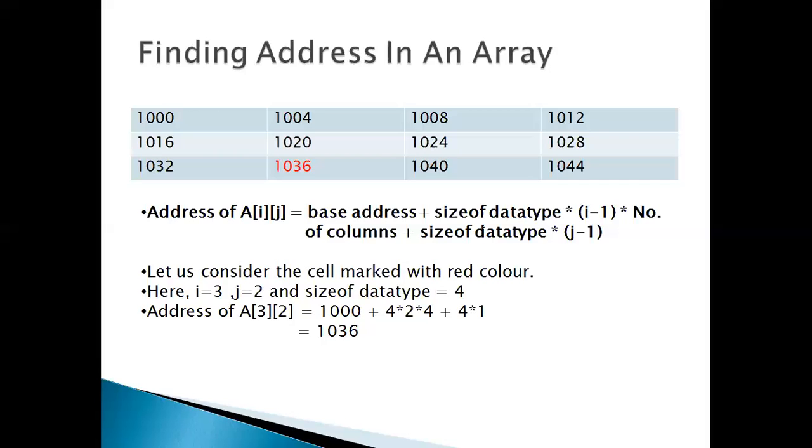One point to note here is that in this formula the address follows one-based indexing. By one-based indexing we mean that this is the first column, this is the second column, this is the third column, this is the fourth column, and so on. Similarly, this is the first row, this is the second row, and this is the third row. So I hope this is clear.